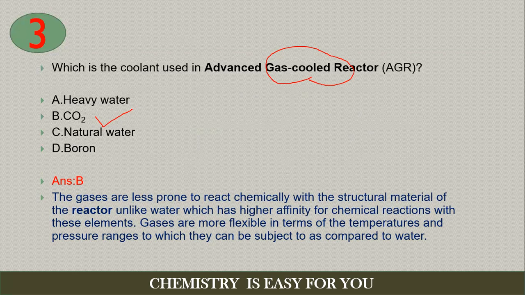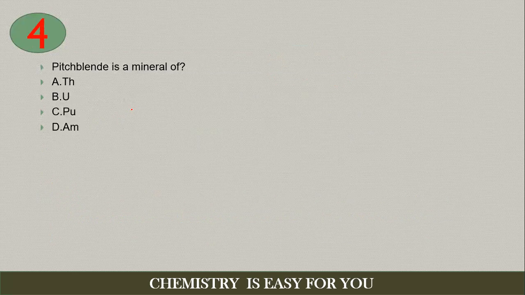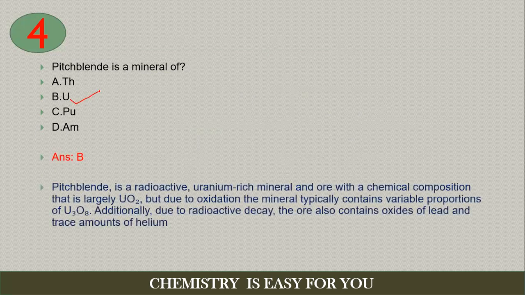Let's go to the fourth question now. Pitch blende is a mineral of which element? This is a very common kind of question asked in the CUET examination specifically. They usually ask you for the minerals of a particular metal. Pitch blende is a mineral of uranium. I want you to remember 2-3 points here. First, pitch blende is radioactive, it is uranium rich, and it is the ore of uranium.